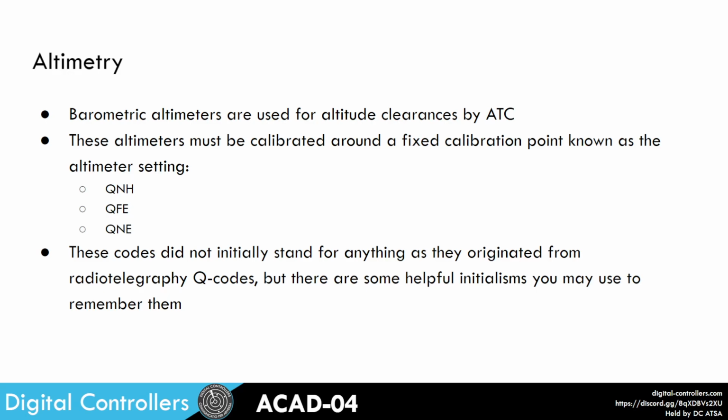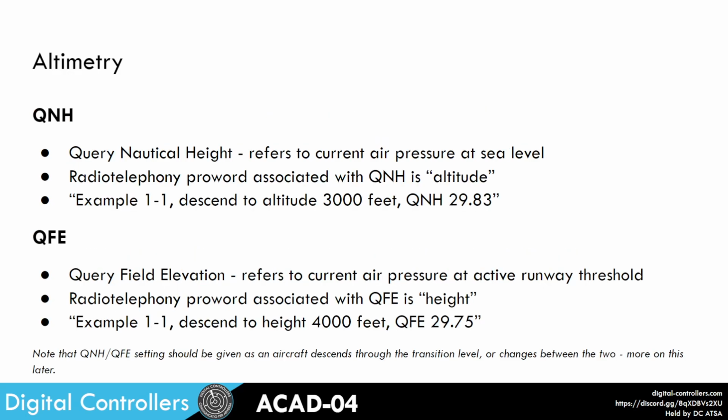These codes don't really stand for anything because they originated from radio telegraphy Q codes, which is a rabbit hole and a half if you want to spend 2 hours down Wikipedia, but there are some helpful initialisms that you can use to remember them. To start off, we have QNH, or Query Nautical Height, which refers to the current air pressure at sea level. When we are clearing an aircraft on the QNH, we use the radio pro word altitude. So in this example, 11, descend to altitude 3,000 feet, the QNH 2983.